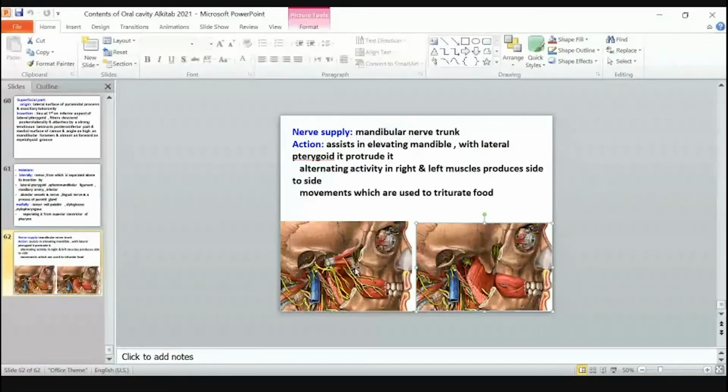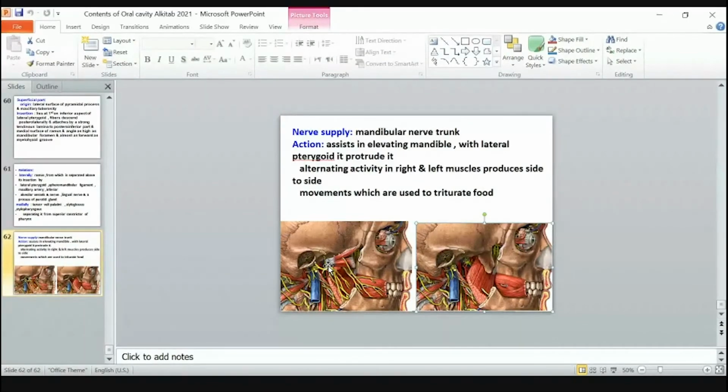One head arises from the lateral surface of the lateral pterygoid plate, and the other arises from the infratemporal surface of the greater wing of sphenoid. Here is the greater wing of sphenoid from the infratemporal surface, and from the lateral pterygoid lamina. The two heads pass backward and downward and unite with each other to form a small tendon, which is attached to the pterygoid fovea, which lies in the anterior aspect of the neck of the mandible.